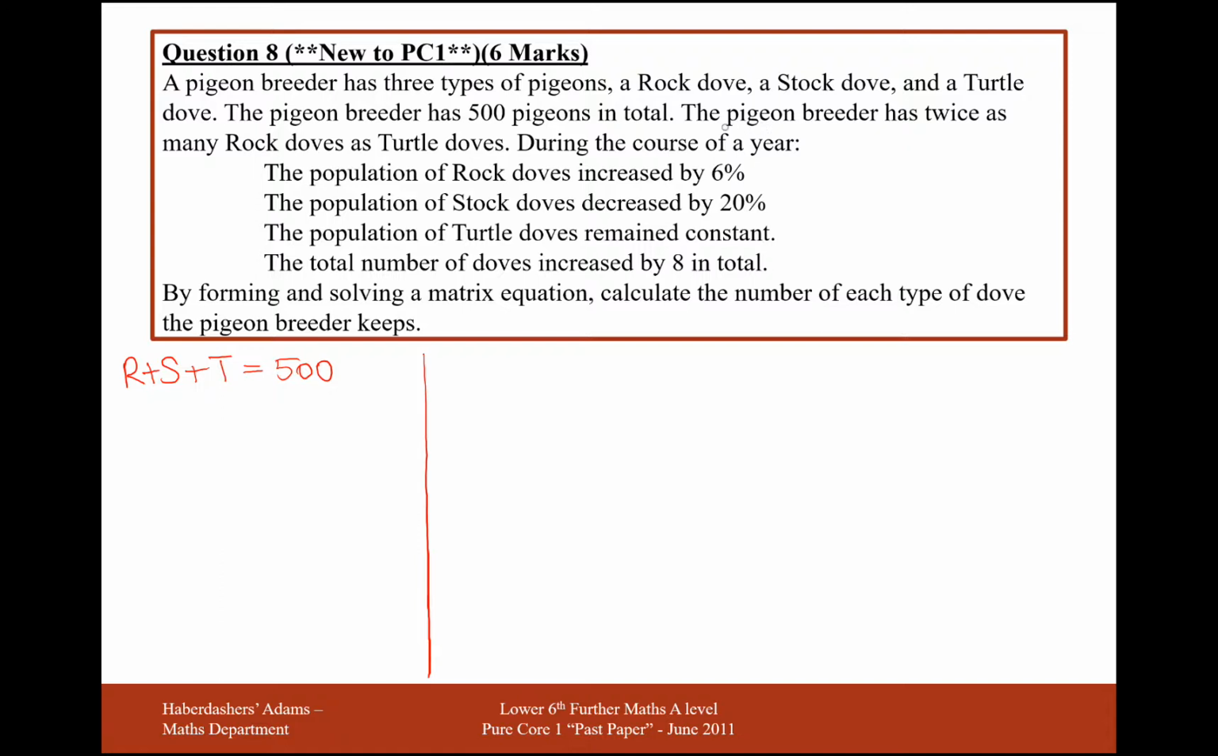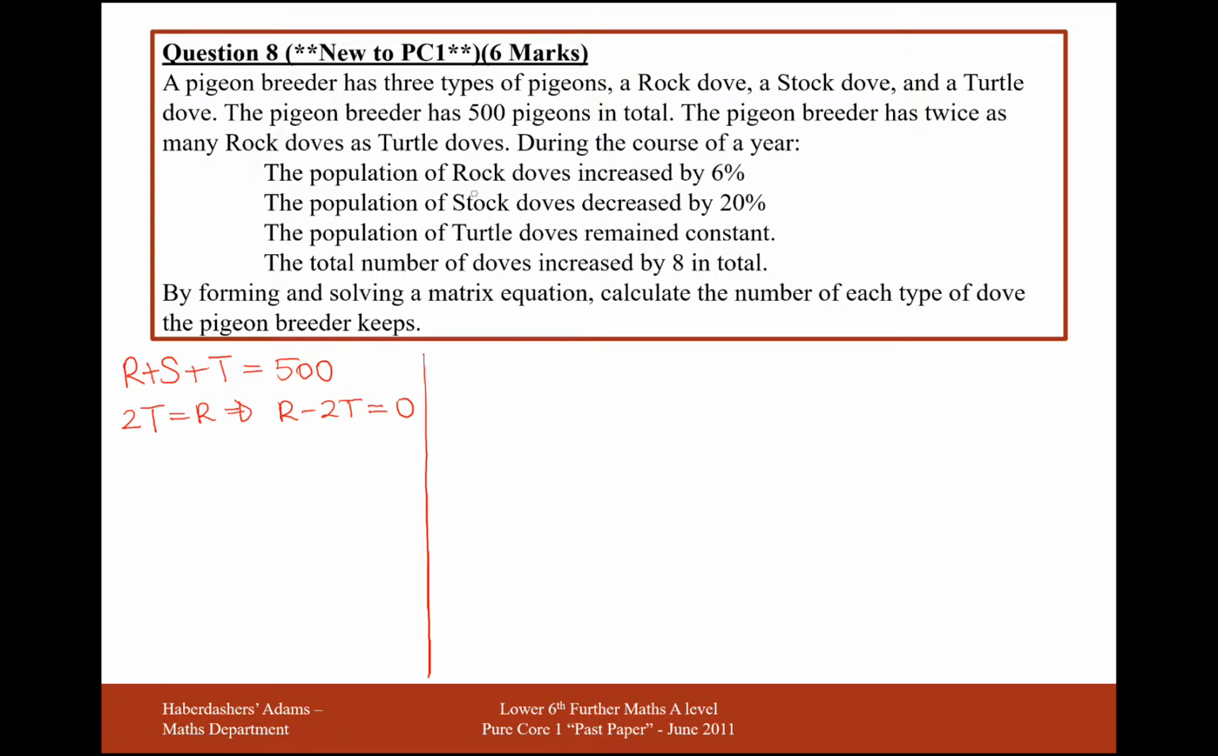The next equation: the pigeon breeder has twice as many rock doves as turtle doves. So that means if we times our turtle doves by 2, we get the amount of rock doves we want. So that means r minus 2t equals 0. We're going to use that for our equation in our simultaneous equations.